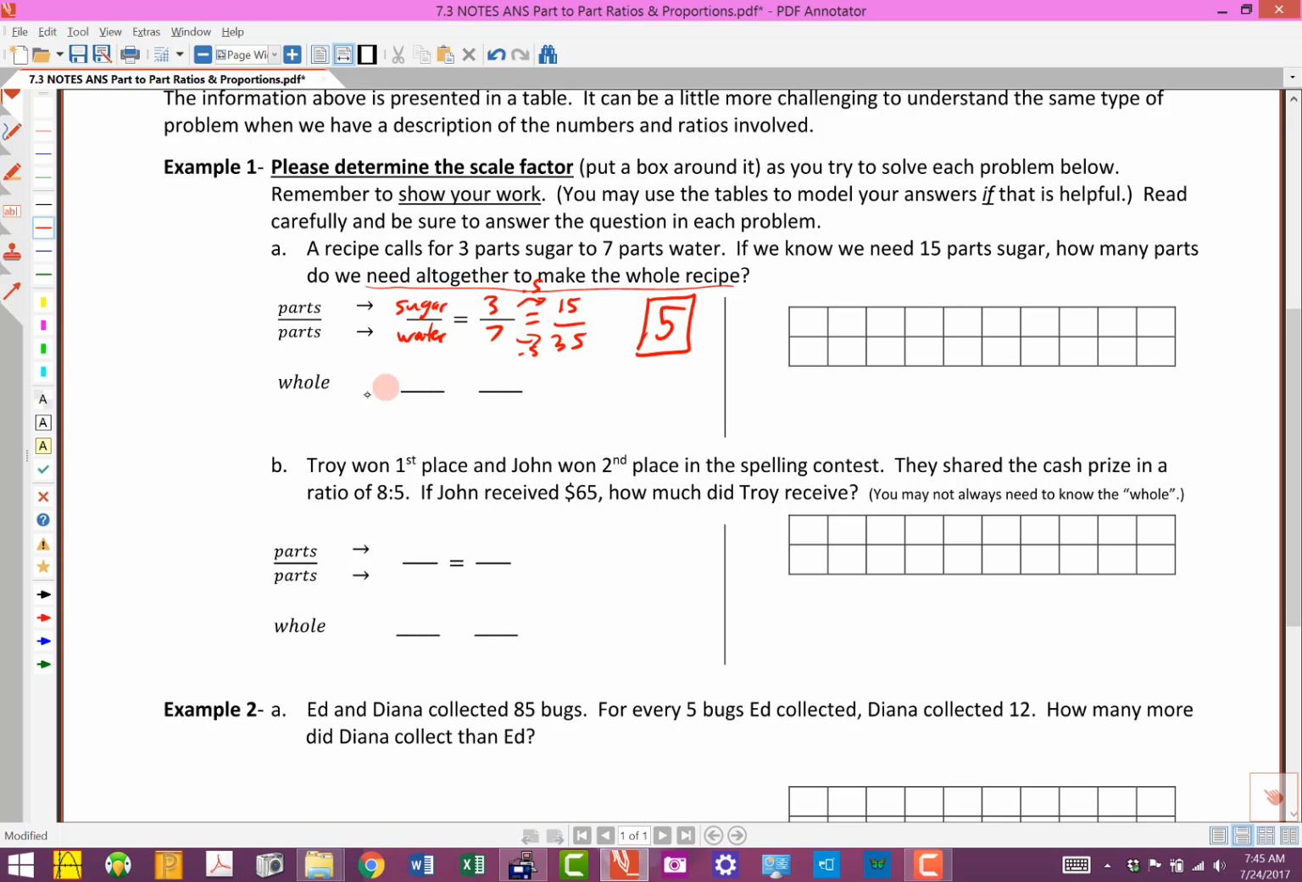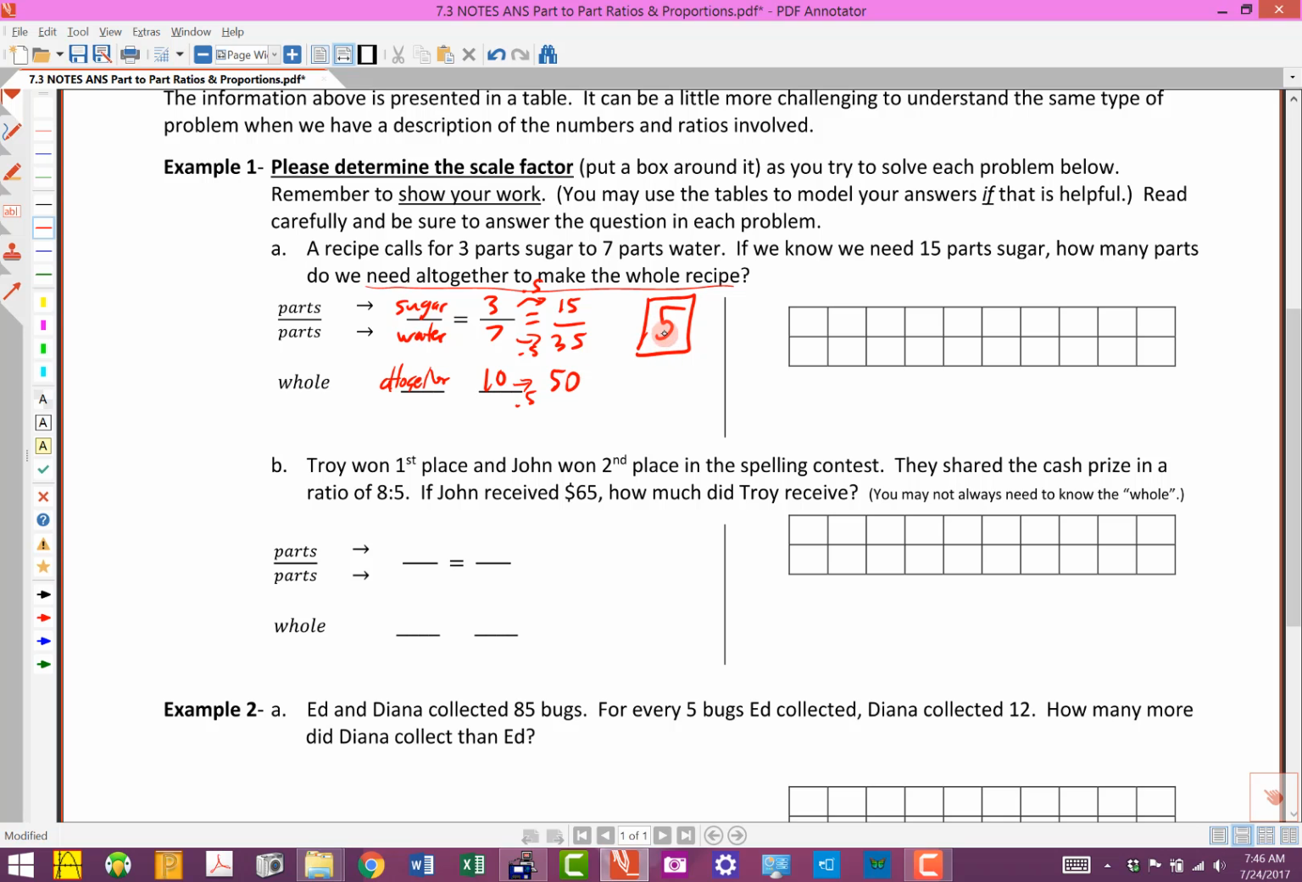So the whole is altogether. Okay. And altogether we have, let's see, that would be 10 parts for one recipe, according to this right here. And then notice that if we multiply these together, if we times it by the scale factor, we end up with 50. And lo and behold, if we added these parts together, 15 plus 35 is equal to 50. All right. There we go. Okay, so we've got that.